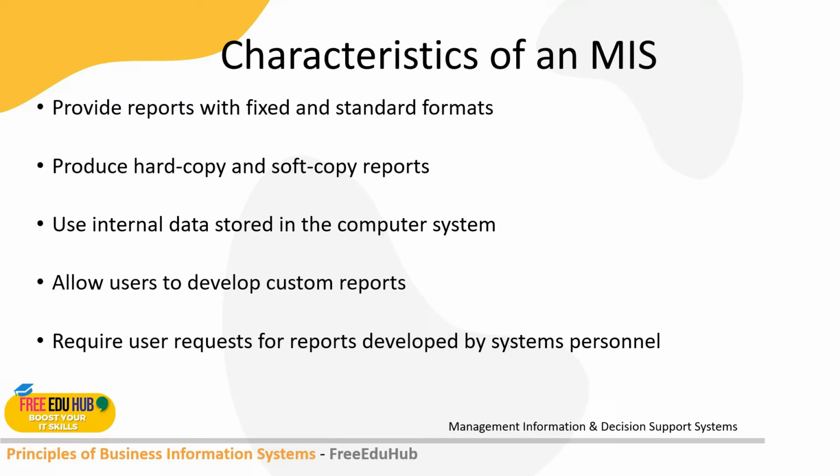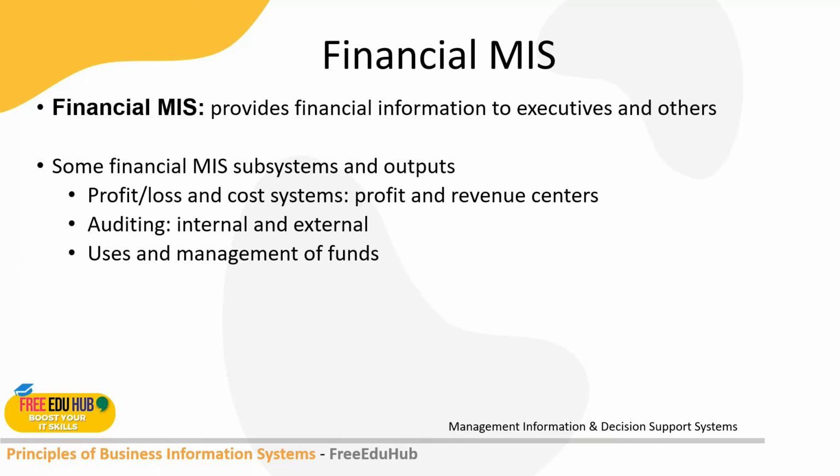So if you want any specific kind of report, you can request it from the personnel who can generate those reports for you. Now we have financial MIS systems. A financial MIS provides the financial information to the executives and others. So it's dealing with the financial matters of the firm. Since it's talking about the financial only, we call it financial management information system. It is managing the financial information within the databases. The financial information system has subsystems and outputs such as profit and loss reports, the cost systems of the profit and revenue centers, internal and external auditing, and the uses and management of funds, etc. So all that information can be available with the financial management information system.